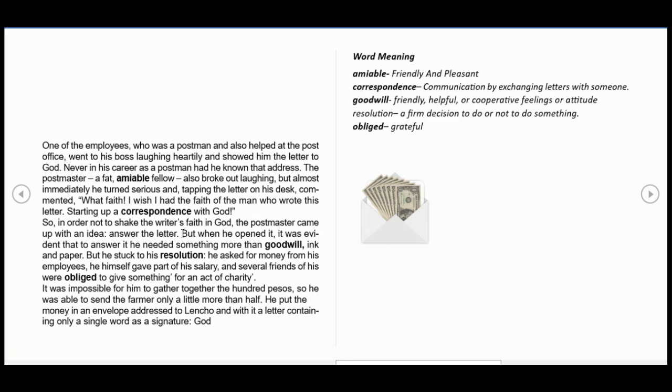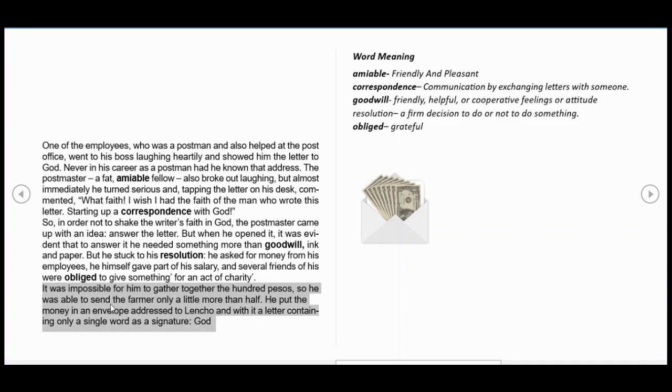When he opens the envelope, he sees that the man does not just need a helpful gesture. He needs something material. And that material thing was money. The postmaster thinks, I need to help him financially. Then he comes up with a solution. He gives up some amount from his own salary and he asks for some money from his colleagues as well, from his employees. And everybody is happy to help. Now it was impossible for them to collect 100 pesos as Lencho had requested of God, but they were able to collect about 70 pesos.